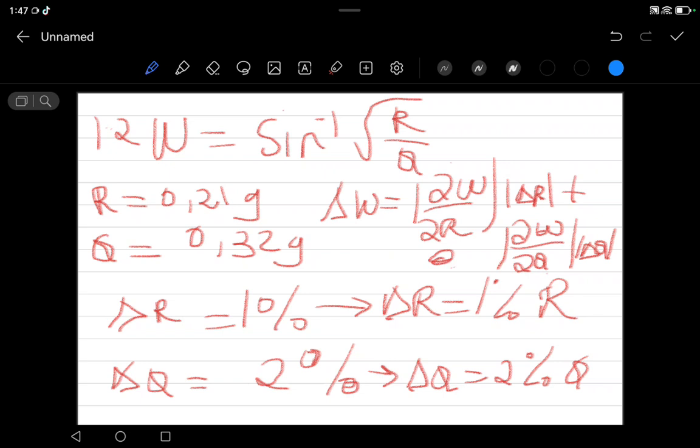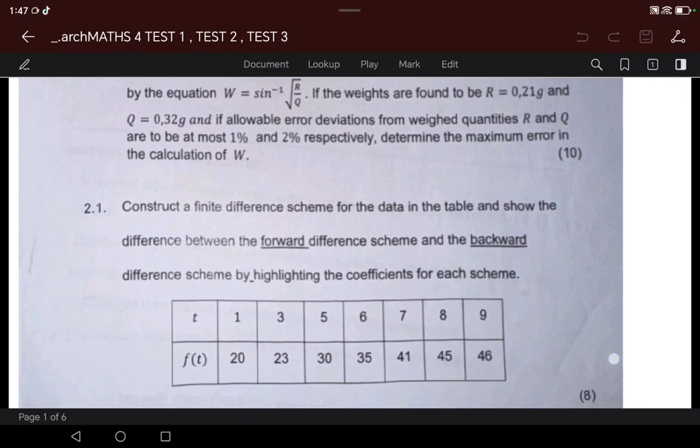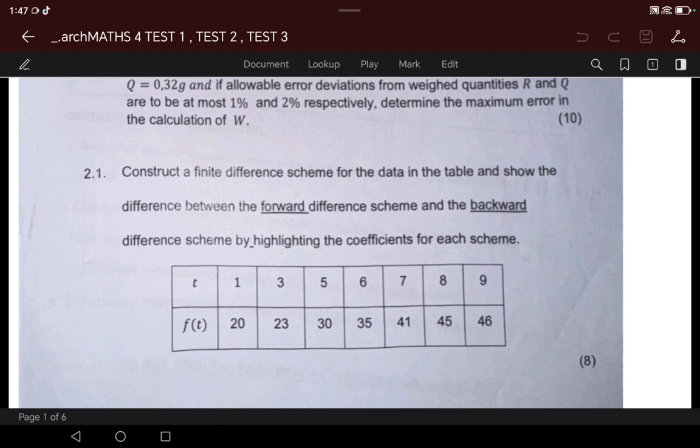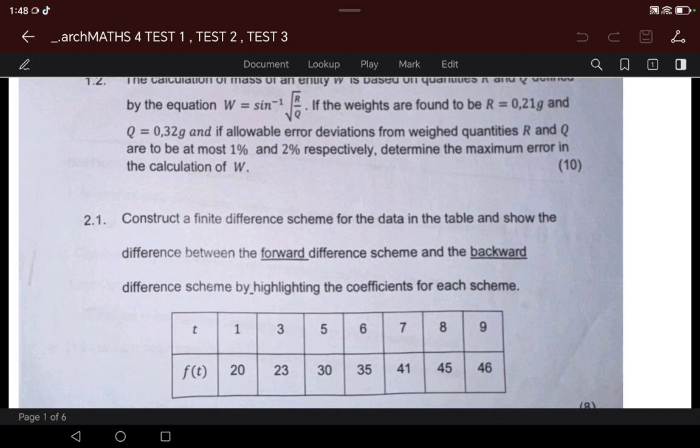You should also practice forward, backward, and divided differences. Because it's there. You see on 2.1, they say construct a finite difference scheme for the data in the table and show the difference between the forward difference scheme and the backward difference scheme by highlighting the coefficient for each scheme. So I think you should also do 2.1, and then you can ask me if we get the same answer or not.